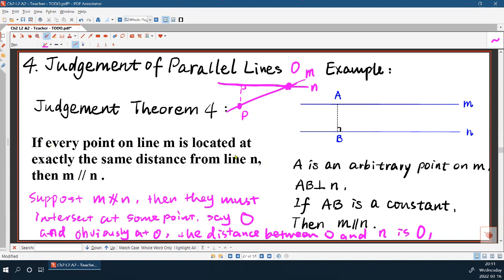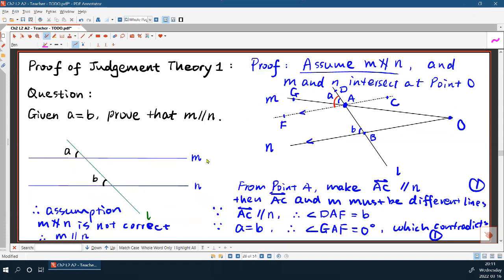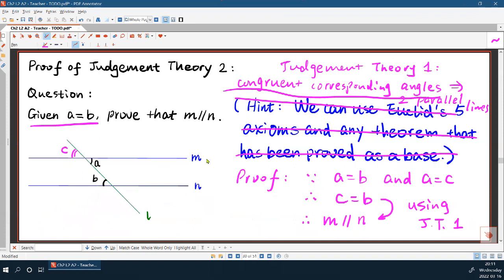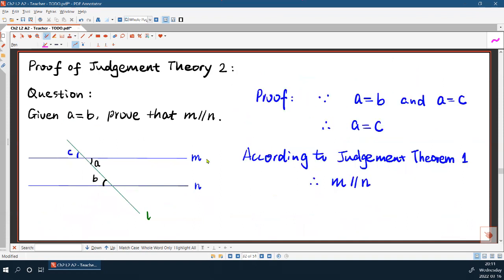Again, because we have found a contradictory fact here, therefore our assumption is not correct. Therefore, M must be parallel to N, right? Do you understand? Yeah. Okay, so that means we have proved each of the judgment theorems here.